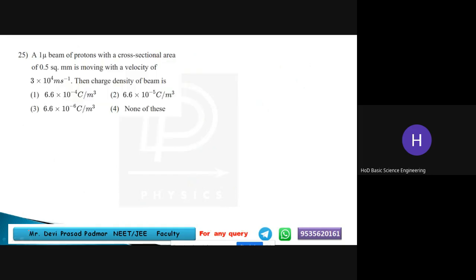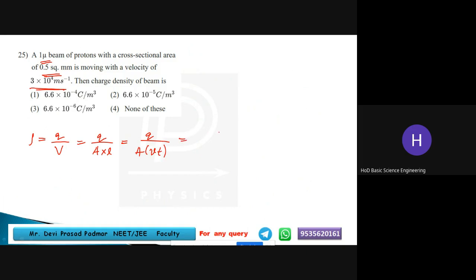Yes, question number 25. A 1 microcoulomb charge of protons with cross-section area 0.5 square millimeter is moving with a velocity of 3 into 10 power 4 meter per second. Then charge density means charge per unit volume, right? So rho equals Q by volume, or Q by A into L you can consider. Or you can write length is nothing but speed into time.